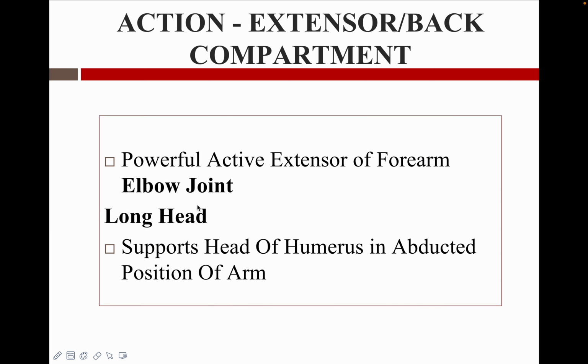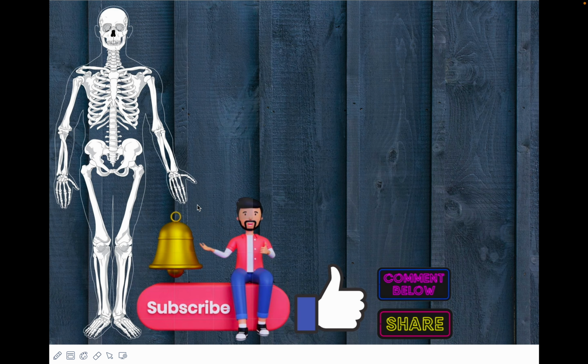Action: because it is a muscle of the extensor compartment, it powerfully and actively extends the forearm at the elbow joint. It also extends beyond the elbow joint, and the long head supports the head of the humerus in the abducted position of the arm. So that is all about the muscles of the arm. We have looked at the anterior and posterior compartments, the muscles, their origin, insertion, nerve supply and action, and we have had a general view of the intermuscular septum.